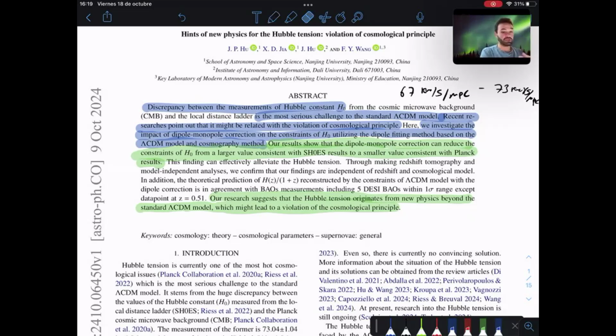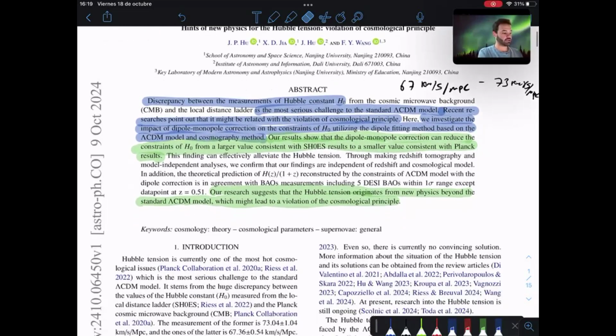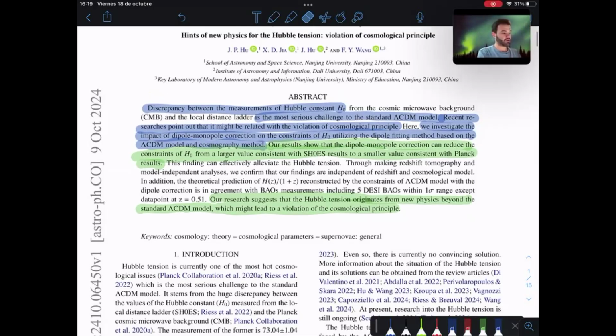And what we see is basically creating a tension, right? Because one thing is telling us one thing, but another thing is telling us another. What this paper is telling us is that from this Hubble tension, they think they might have found hints of new physics. A way of explaining this Hubble tension using new physics, which leads to a violation of the cosmological principle. If you remember, the cosmological principle, which I've said in other videos, is the fact that our universe holds some symmetries.